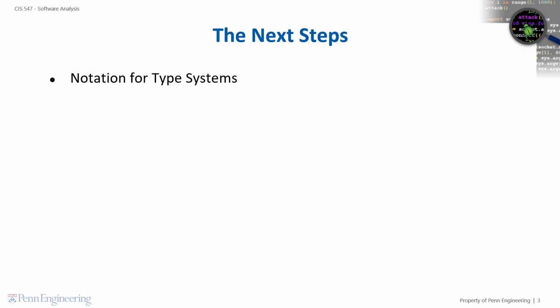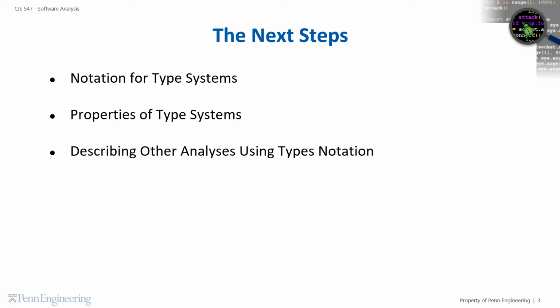In the next lesson, we will provide the notation for type systems, which consists of a set of rules that can be used to check that a given program has a given type. Later on, we will discuss important properties of type systems, including how to infer the type automatically for a given program. Finally, we will see how to use the notation of types to describe other static analyses.